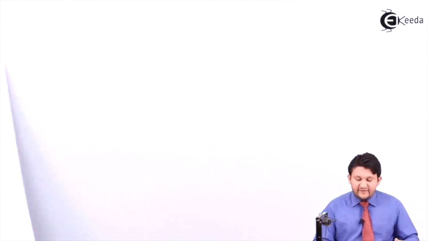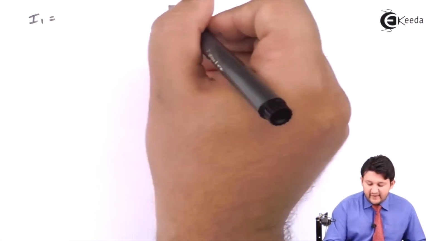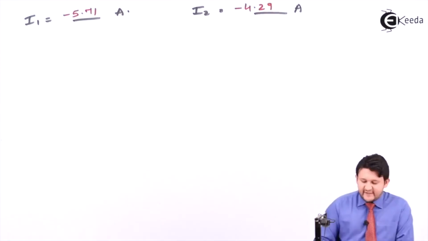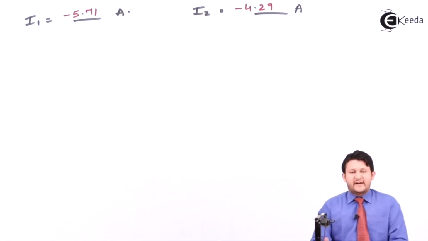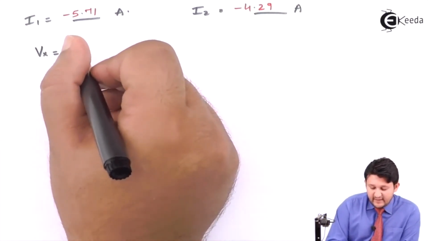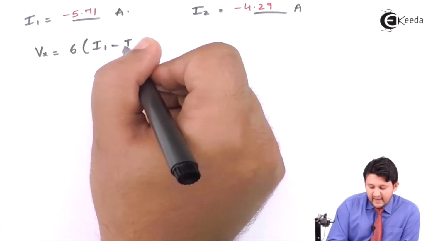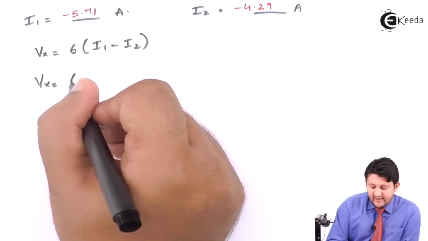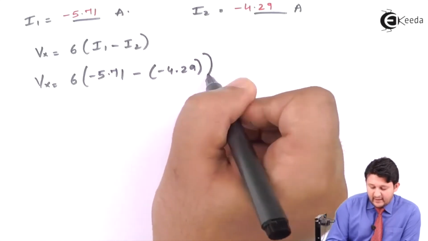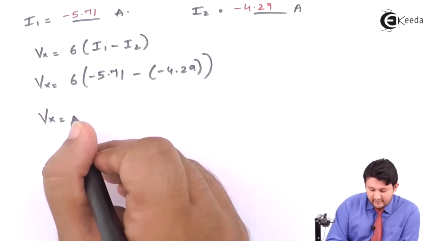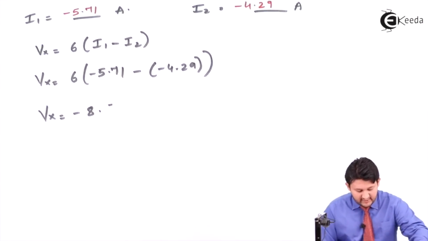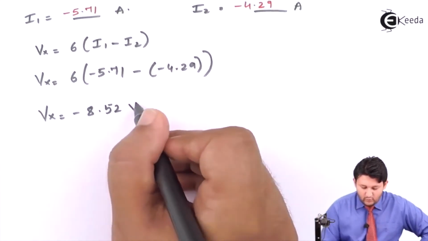Use your scientific calculator, get the value of I1 and the value of I2; the unit you'll be getting is amps. After getting I1 and I2, ultimately you need to find Vx. Your Vx equation is 6 times bracket I1 minus I2. Put in the values of I1 and I2, minus of minus 4.29, bracket close. So the Vx you will be getting is minus 8.57 approximately, minus 8.52 volts in this condition.